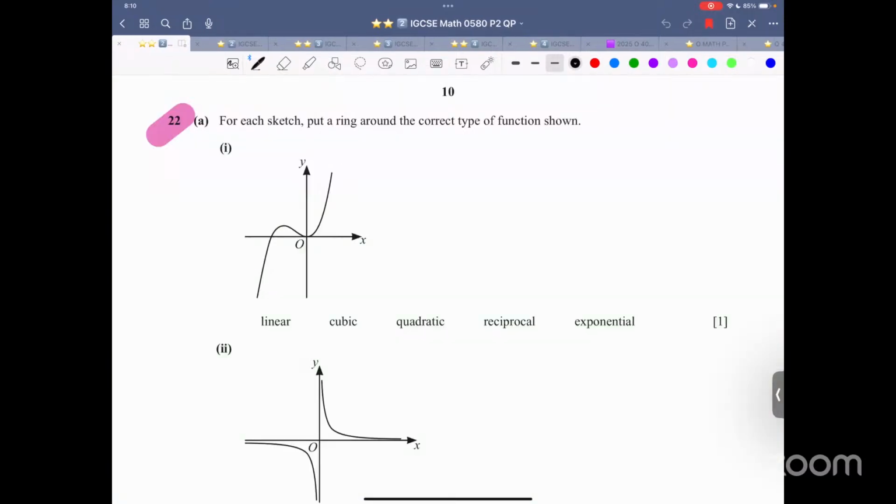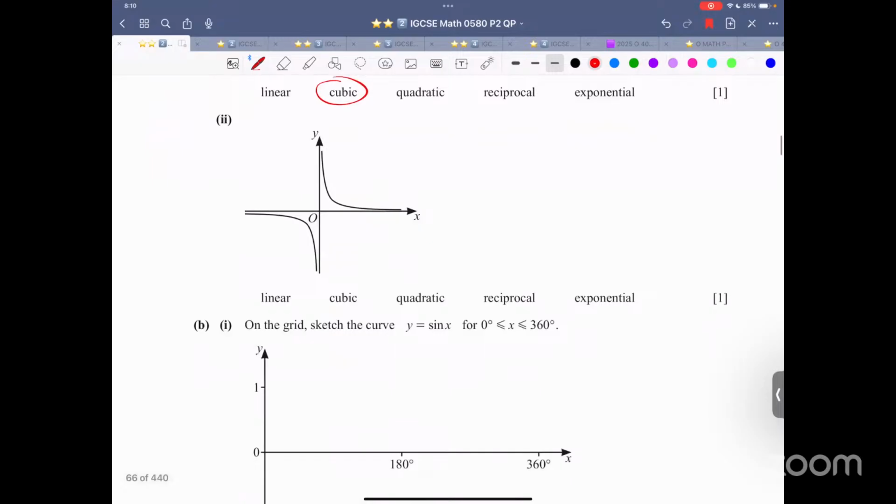So this question, I have done it over there. For each sketch, put a ring around the correct type of function. Linear, cubic, quadratic, reciprocal, exponential. This is cubic. And what is this one? This is a reciprocal function. Of course, you can only realize this once you know that you have understood the basics.